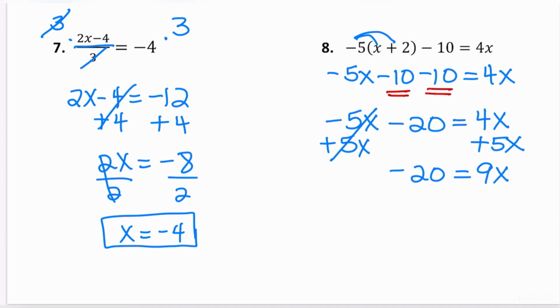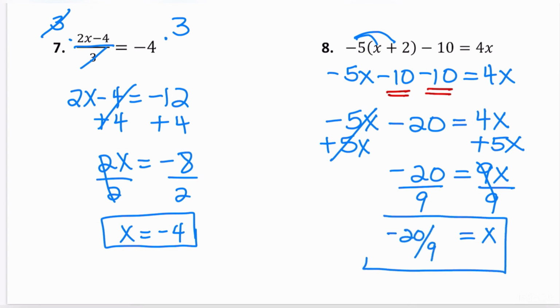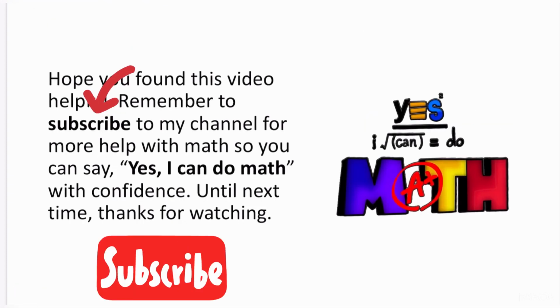You always divide by the number next to the variable. So here, I am going to divide both sides by 9. 20 does not divide by 9 evenly, so I'm just going to leave my answer as an improper fraction, and I'll just leave it as -20 over 9. If you do want to divide, you can. This is going to equal -2.2 repeated. We're getting a lot of these answers that have repeated decimals.